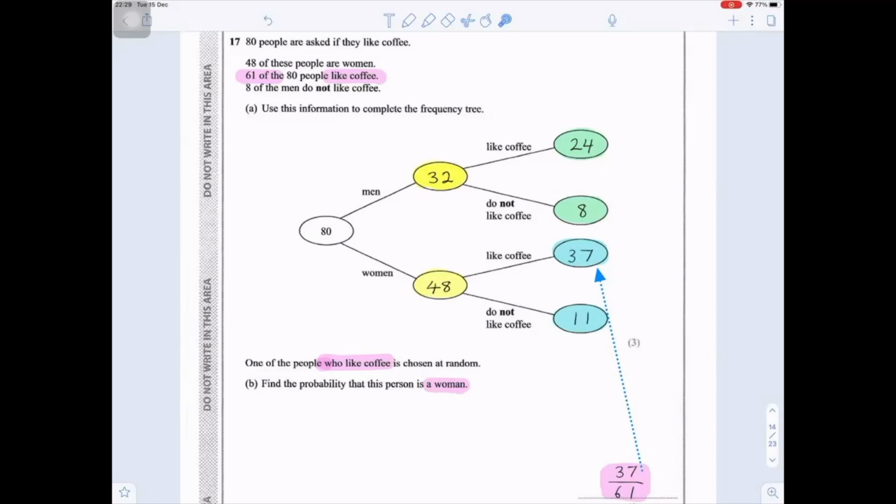So one of the people who like coffee is chosen at random. Find the probability that this person is a woman. So 61 people like coffee, a total of 61 people who like coffee. And how many are the women? How many women like coffee? There are 37 women who like coffee. So the probability is 37 women out of a total of 61.